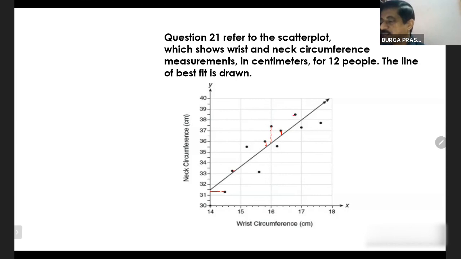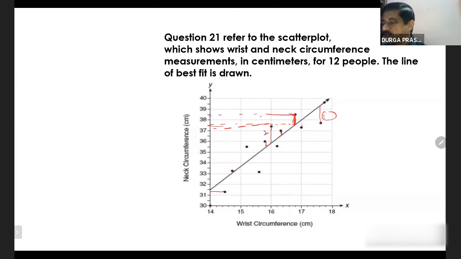So you take vertical points. This is less than 1. This is a doubtful point, whether it is less than 1 or greater than 1. So just draw a horizontal line also and see. So 38.5 and this is 37.5, exactly equal to 1. So this is definitely less than 1. This is more than 1. This is exactly equal to 1.